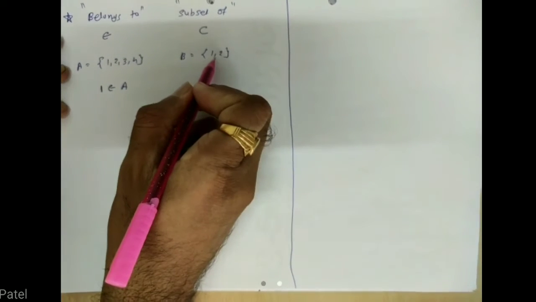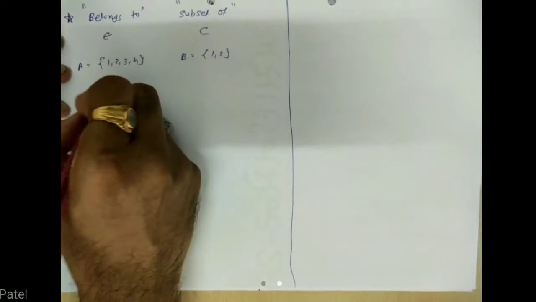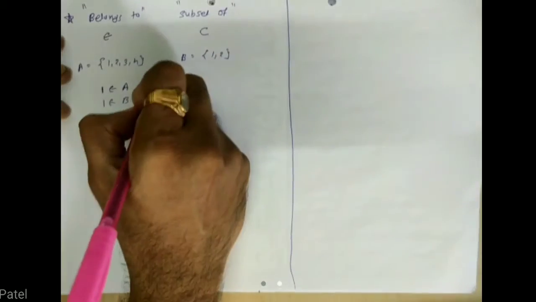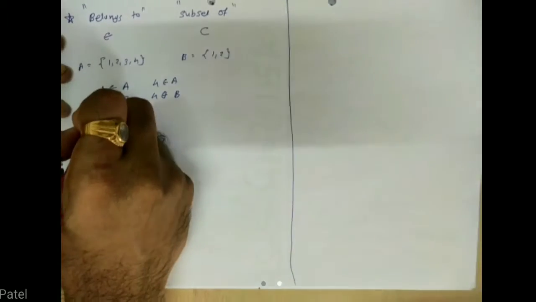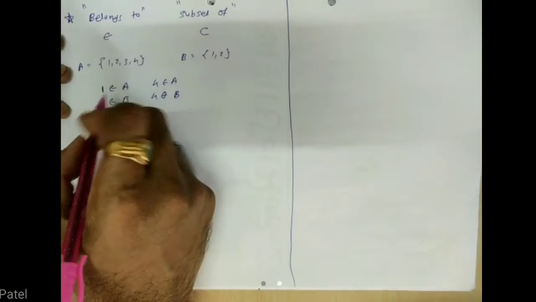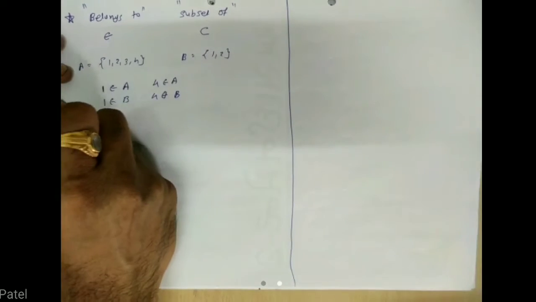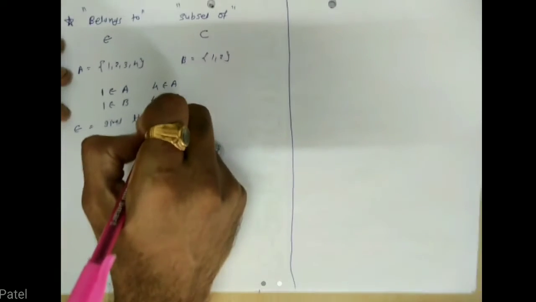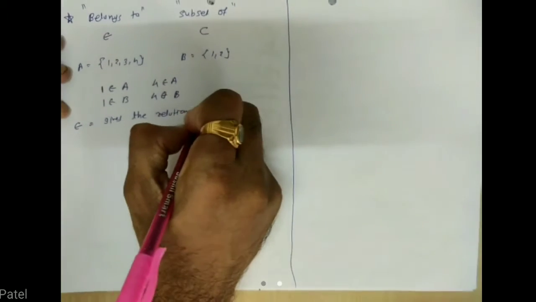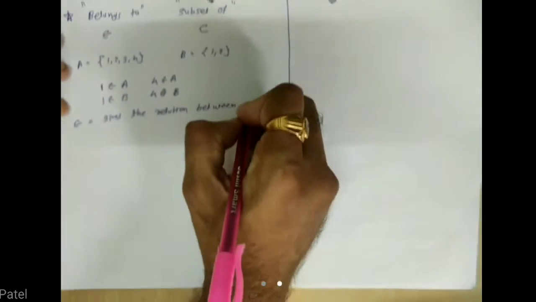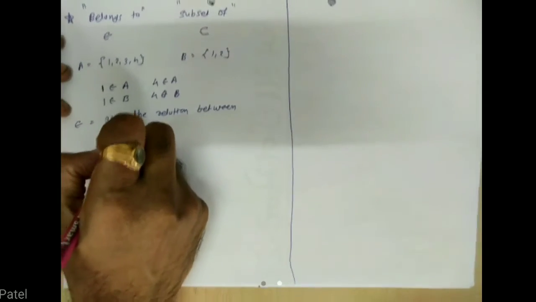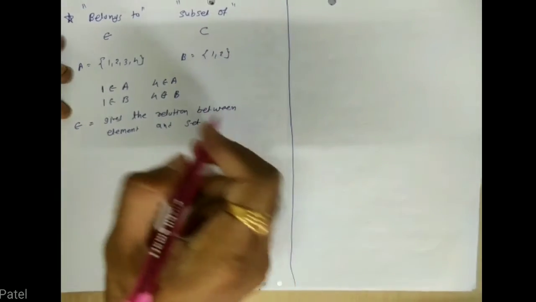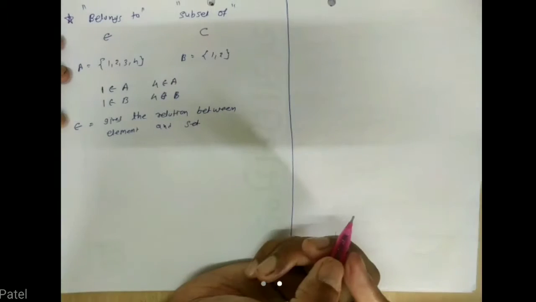For example, again, this 1 is also an element of set B. So we can also write 1 belongs to B. We can also write 4 belongs to A, or we can write 4 does not belong to B. So here we can say that belongs to symbol gives the relationship between element and set. बिलोंग टू सिंबल किसके बीच में आएगा? ऑलवेज एलिमेंट और सेट के बीच में आएगा.